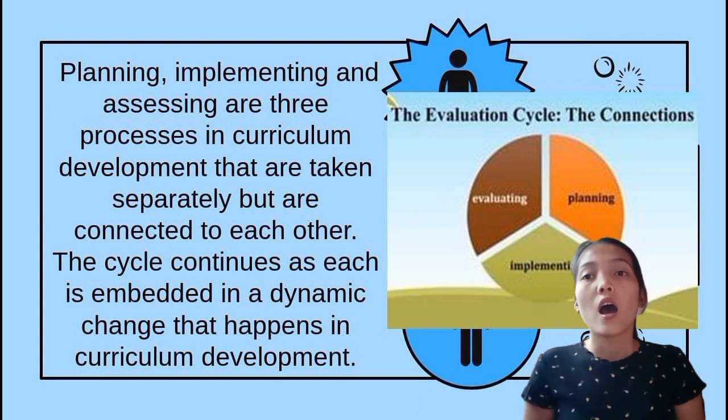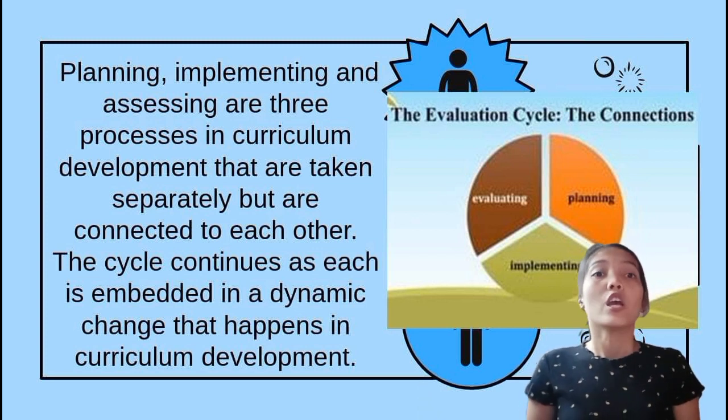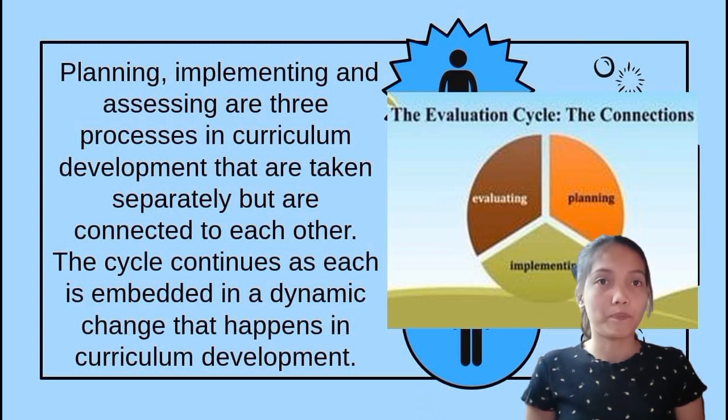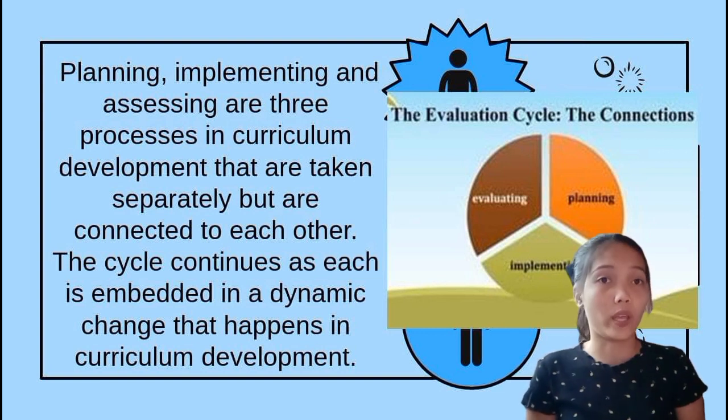So next one is implementing. Of course, if you planned something, you will implement it. So what's the sense of the things you planned if you're not implementing it? So the next one in the cycle is implementing. So the last one in the cycle is evaluating.